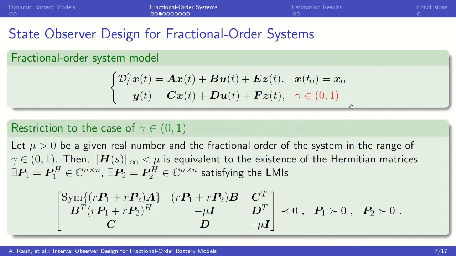This fractional order system model with the corresponding derivative parameter from the open interval from 0 to 1. If we want to check whether the system model is asymptotically stable and whether the corresponding H-infinity norm fulfills the inequality that it is bounded from above by a positive parameter mu, we have to try to figure out whether there exists a solution for those matrices P1 and P2, which are both Hermitian complex matrices. Those two matrices have to satisfy the property of positive definiteness, like they are shown here on the right hand side.